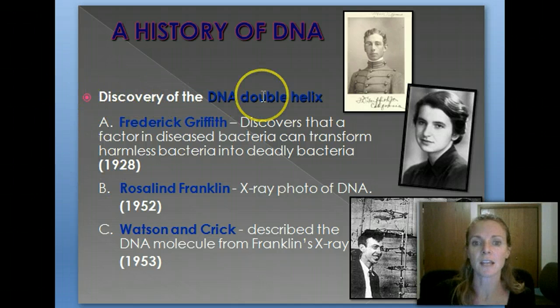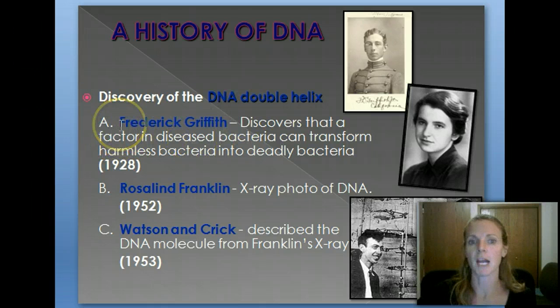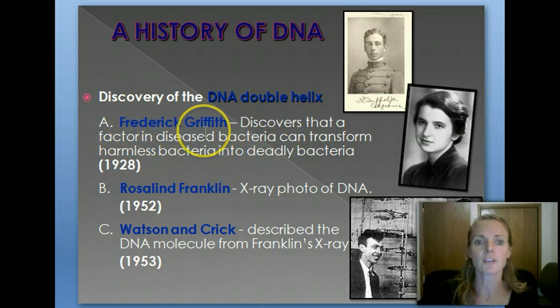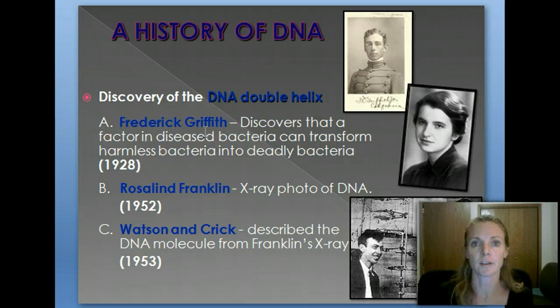So, the discovery of the DNA double helix, okay? First of all, we have a guy named Frederick Griffith. He discovers that a factor in disease bacteria can transform harmless bacteria into deadly bacteria. Okay, so that's a big start because you're like, oh, all right, so this disease can transform basically harmless things into very deadly things, through one factor. Why would that happen? So all of these things lead up to more and more discoveries. You have to start off with something that we look at and say, so whatever. We look at what we know now, but we have to start somewhere.